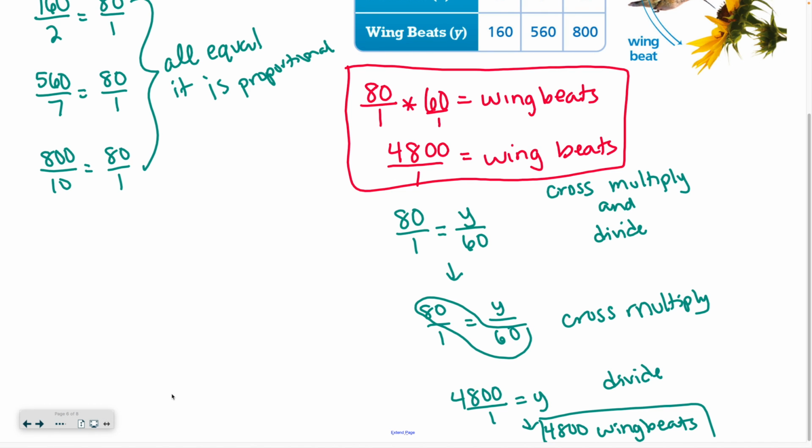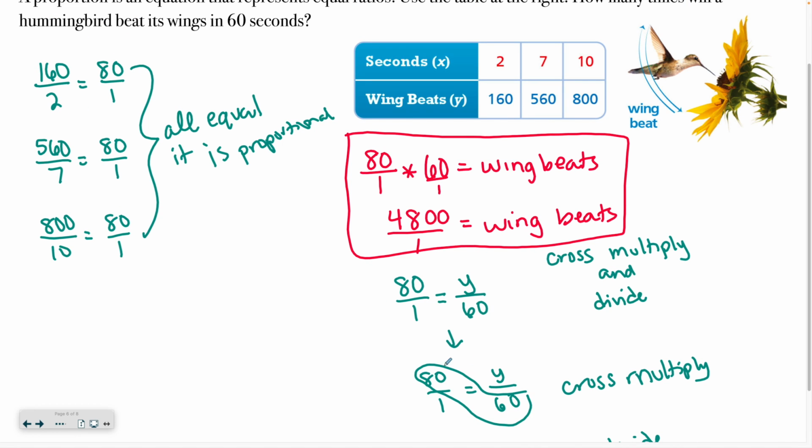Now, another common question I get asked is, do you have to actually solve it down to the 80 over 1 before you do this? And the answer is no. I could use any of these to find my answer. Okay, so let's say I wanted to use the 560 over 7, and say I want to know how many are in 60 seconds. Okay, so it would look like this.